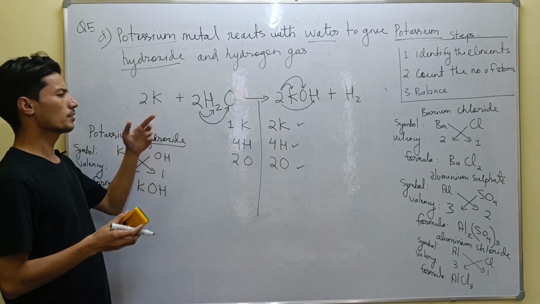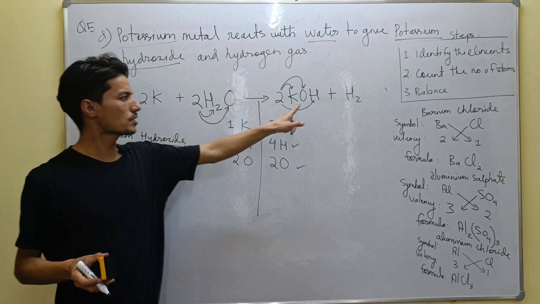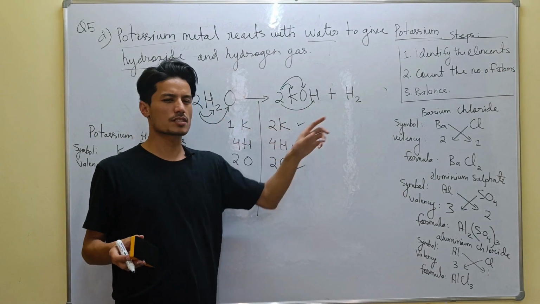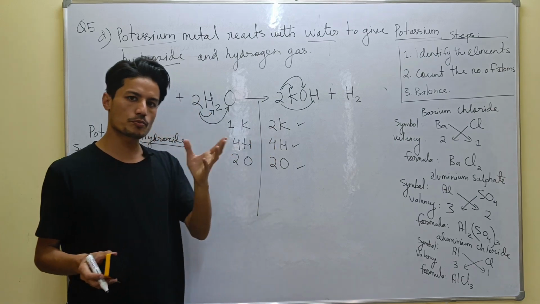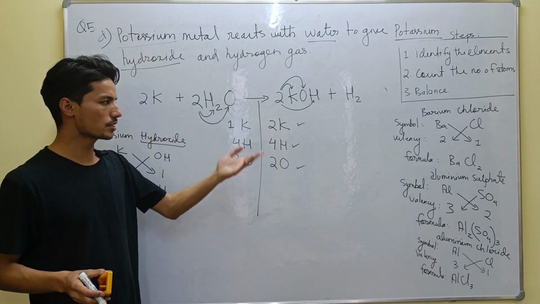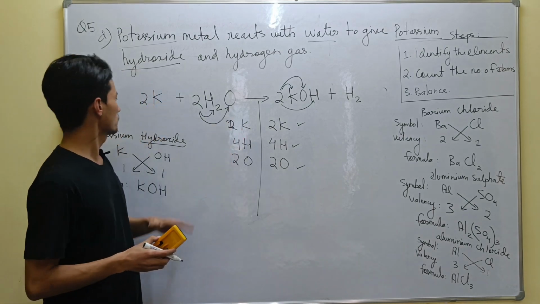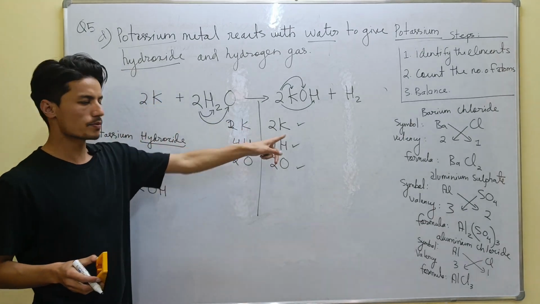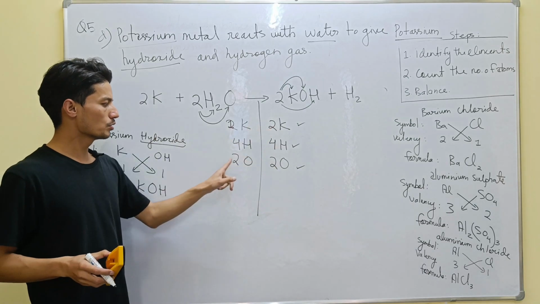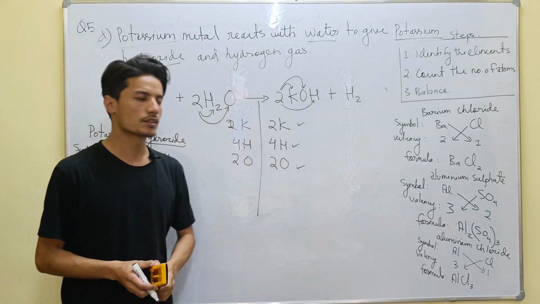If they are all by themselves, it's easy. So putting numbers here was easy. But since there were 2 hydrogen here, this needs a lot of practice. You need to practice and get familiarized with this kind of question. Then it becomes easy. With practice, you will be able to understand how to do that. So the number changes to 2K. Now everything is balanced. 2K, 2K, 4 hydrogen, 4 hydrogen, 2 oxygen, 2 oxygen. So this is the balanced chemical equation.